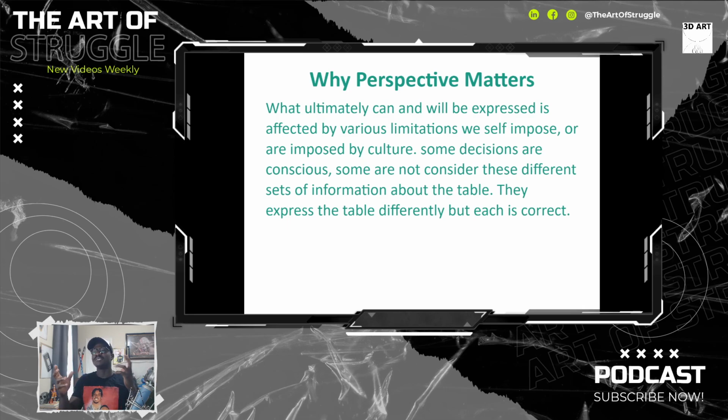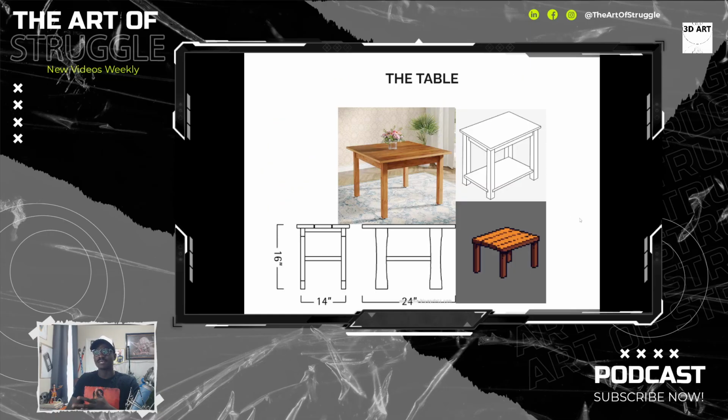Consider these different sets of information about the table. They express the table differently, but each of these is correct, right? This is a table. This person is using an isometric designed to represent the table. This is an image or a picture of the table. This is a pixel art image of the table. This is a 2D drawing of the table that would show you how to diagram and build it out. All of these are correct interpretations of a table, right?